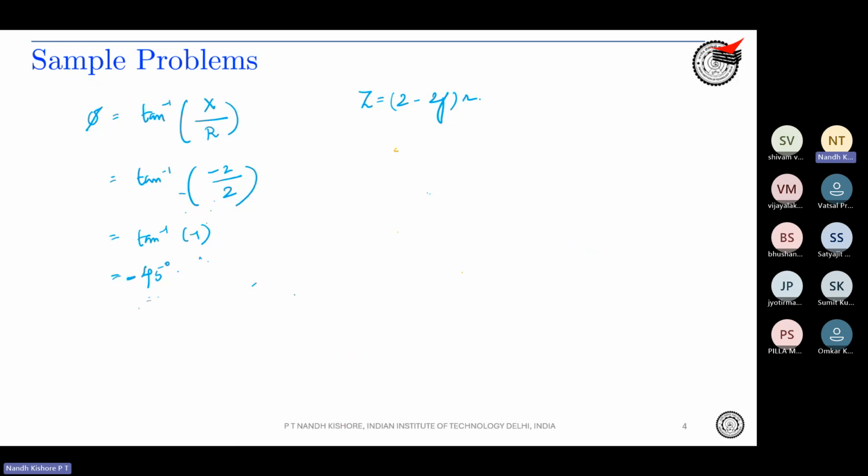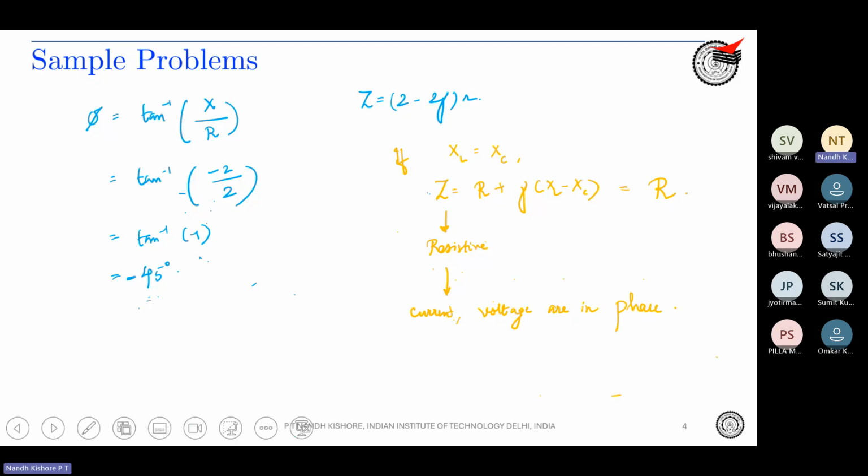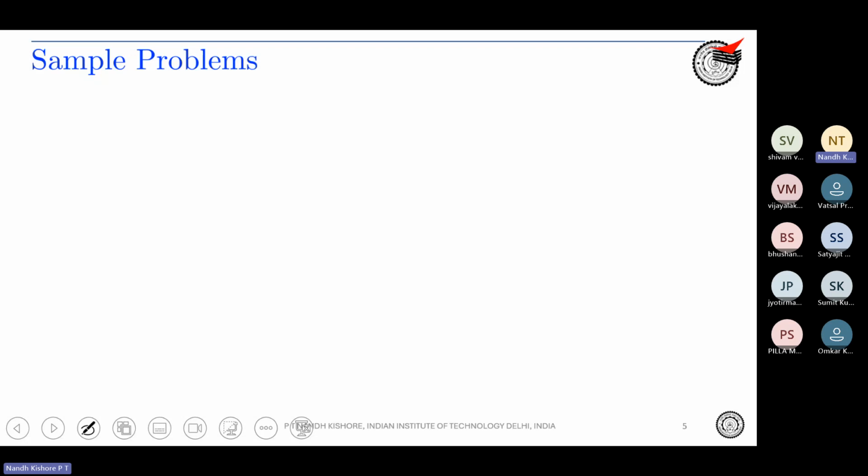And of course, if I make XL equal to XC, then your Z will be R plus j into (XL minus XC), which will simply be R because XL and XC cancel out. So the circuit is said to be predominantly resistive. Current and voltage are in phase. This is something that you all know, right? Okay. So we will move on to the next question.